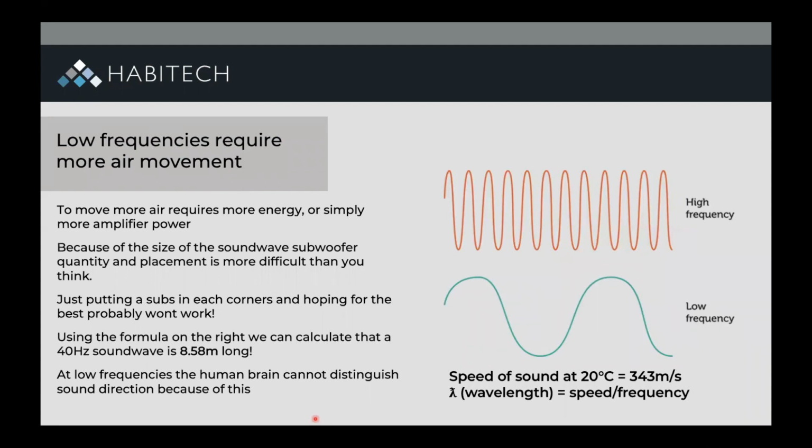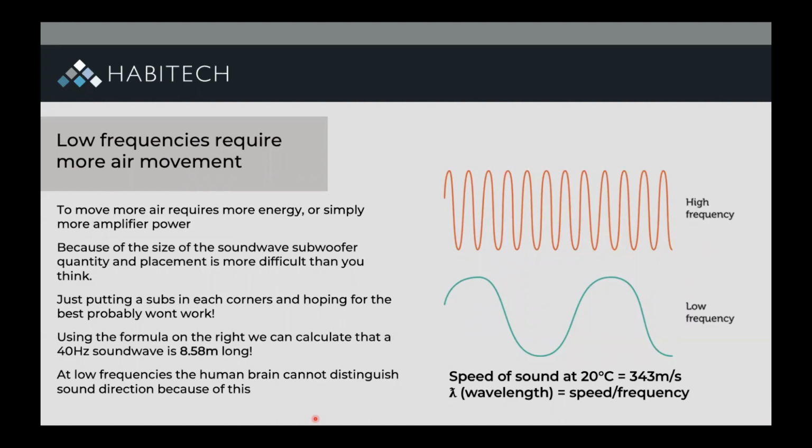Low frequencies require more air movement. So to move more air requires more energy, or quite simply, more amplifier power. And if you have a look on the right-hand side, you can see the difference in sound waves between a high frequency and a low frequency. And we can use the speed of sound in our formulas to work out wavelength. The speed of sound varies with temperature. So generally speaking, when we're calculating cinemas, we always look at the 20°C temperature, which means that the speed of sound is 343 meters per second.